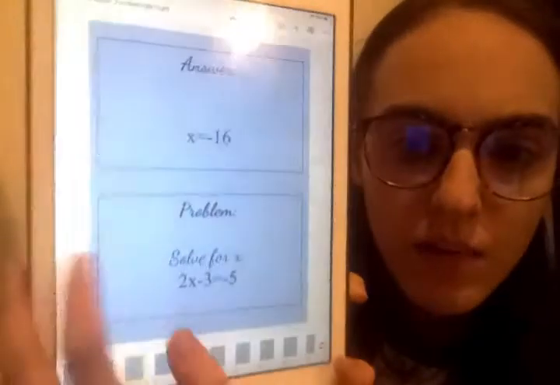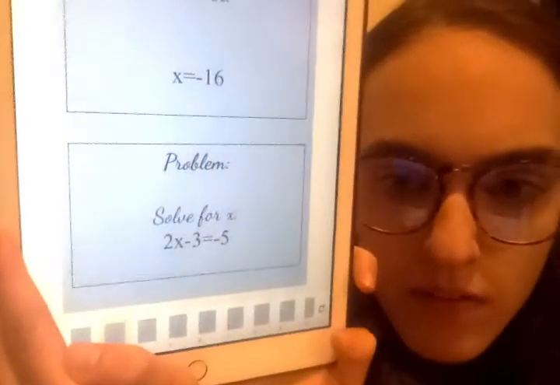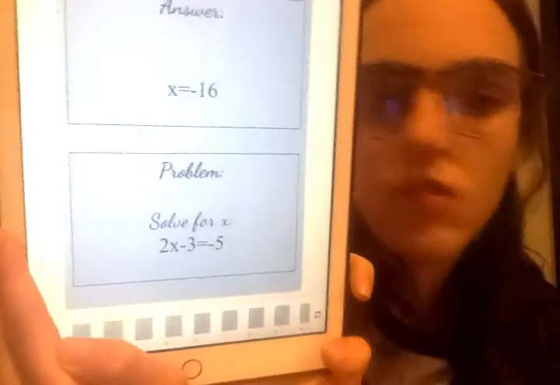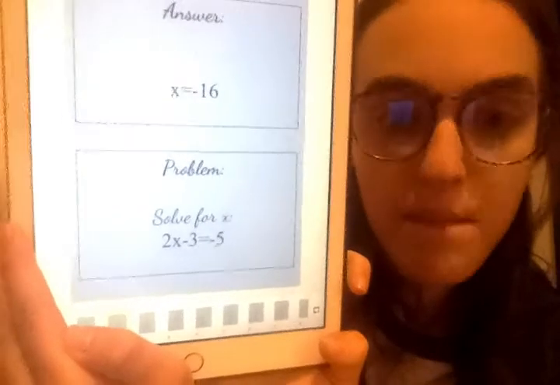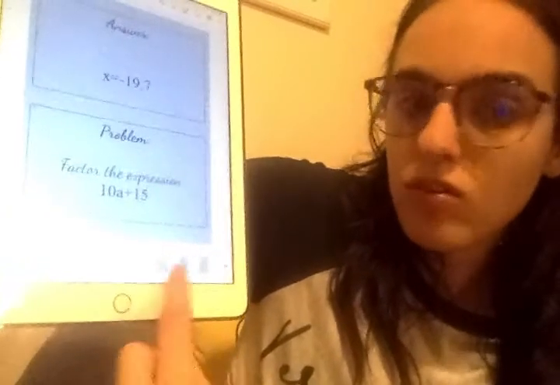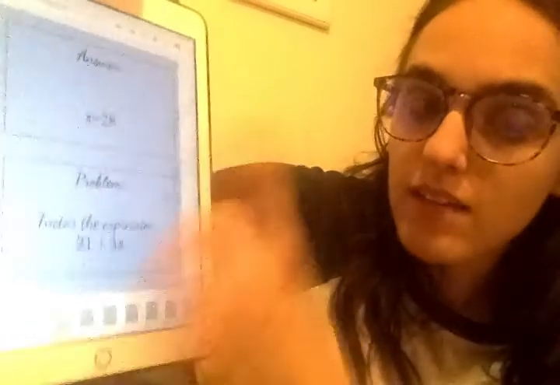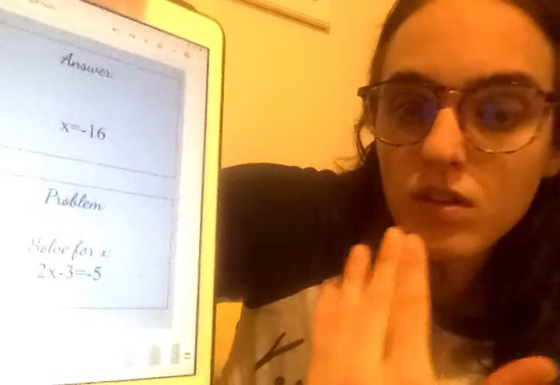Let's take this for example. It has an answer at the top and it has a problem. It says solve for x: 2x minus 3 equals negative 5. You'll do your work and solve for x. Then you need to go through these slides, and one of them has the answer to this problem at the top where it says answer. You'll drag the slide that's the answer for 2x minus 3 and put it directly following this slide.